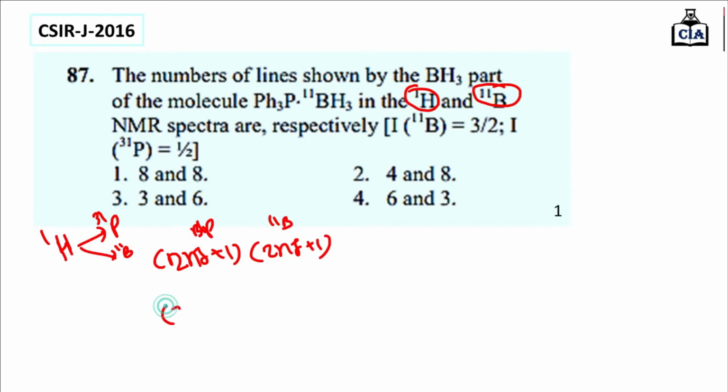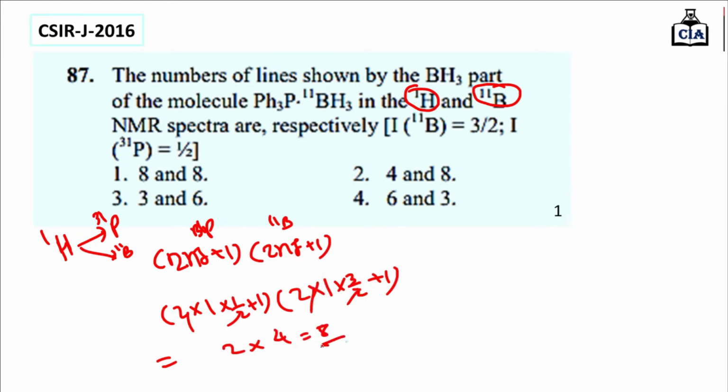Okay, so 2 into number of phosphorus, 1, into 1 half plus 1, into 2 into 1 into 3 by 2 plus 1. If we calculate this value, it will be 1 plus 1, 2 into 2 to get cancel, into 4 equal to 8. So there are total 8 lines that will be observed in the 1H spectrum. So if you look at the options, the first one, having the 1H spectrum, will show 8 lines. So first option is the correct answer.